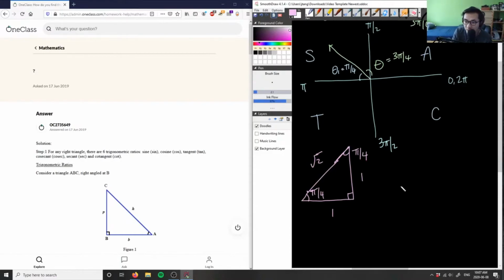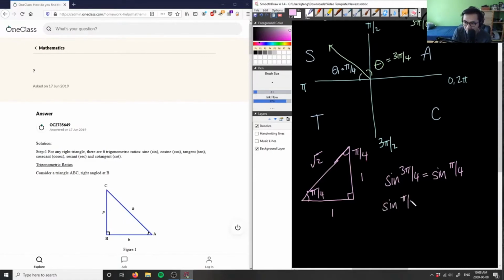So this is our special triangle, which means now we can solve for what this is. So sine 3 pi over 4 is going to be equivalent to sine pi over 4 in the second quadrant. And this is going to be positive because this lies in the second quadrant, which makes sine positive.